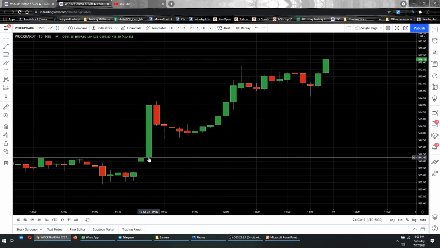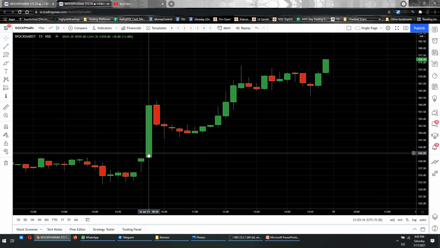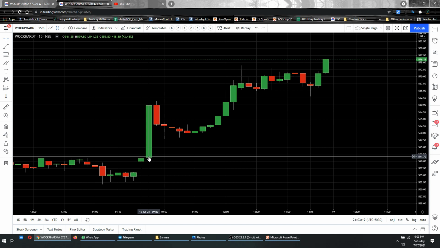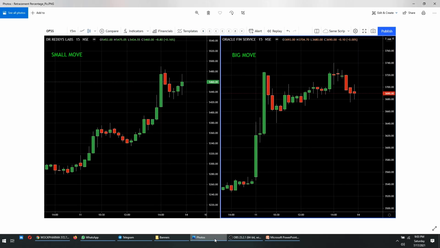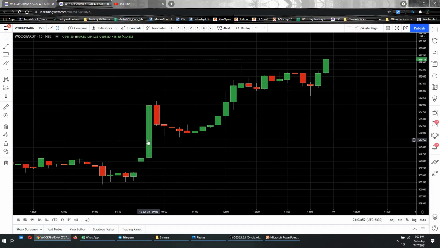Now, I would take this as a crazy move, right? Because if you talk about the low of the candle, let's round it up to 541, and the high of the candle is around 560. A 500 rupee scrip giving you a 19 to 20 rupee move in 15 minutes is a crazy move for sure. We don't see this happening every day in many of the stocks in the stock market. So now you have identified that this particular move is a big move. Right now you are done with the first thing. You have identified that Workhard Pharma has given a big move on the chart.